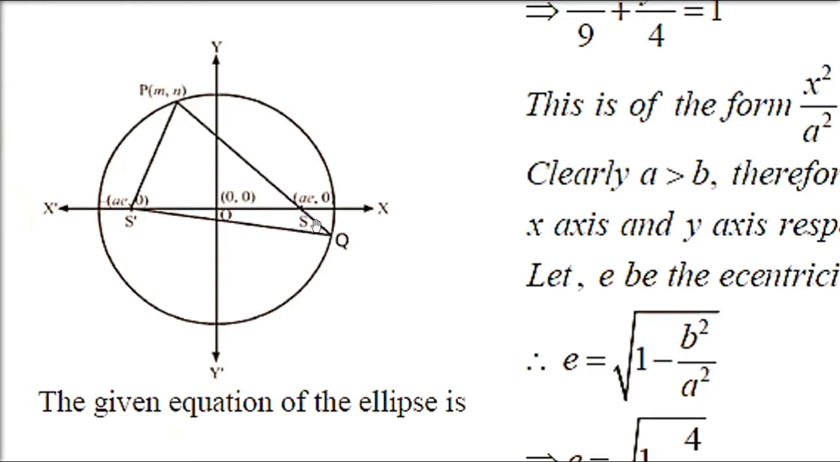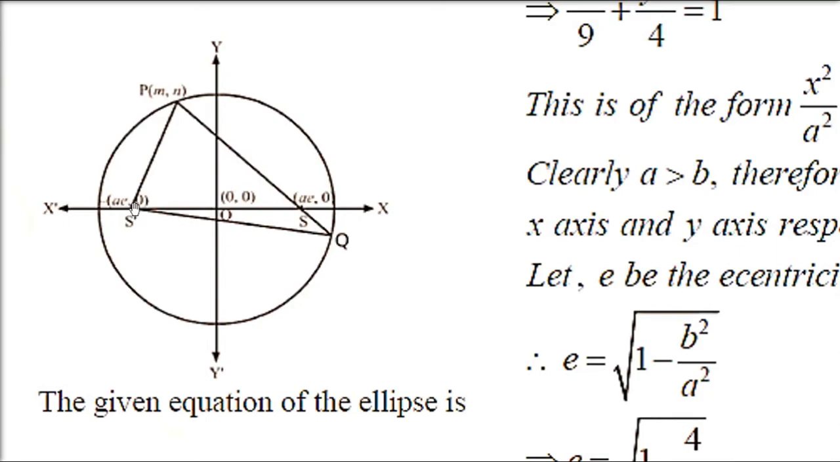What is the focal chord first of all? Any chord which cuts the ellipse at two points and passes through the focus is called a focal chord. So this PSQ is there. It is a chord, and it's given that the length SP is 4.